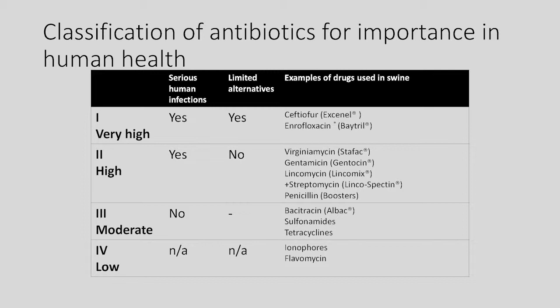This table will be of no surprise to anyone in the room, I wouldn't think, but this is the WHO classification of antibiotics for their importance in human health. And this table has really become the cornerstone of our programming and our policy in agriculture for how we stratify our risk management of our use of antimicrobials.